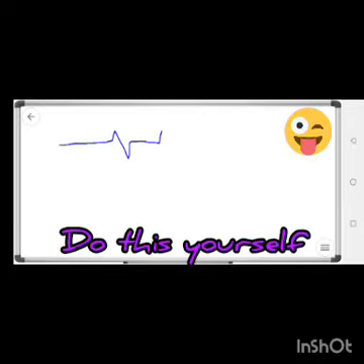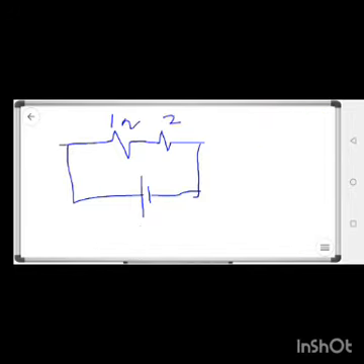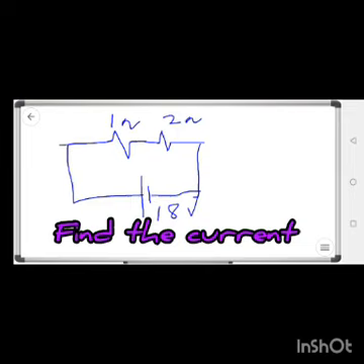Alright, I will give you a classwork to do, and this is the first circuit. If you've watched the first video and the second one, then this should be like a piece of cake for you. So this would be 1 ohm, this would be 2 ohms, and let's say we have 18 volts in the circuit. The question is, find the current that flows in this circuit.